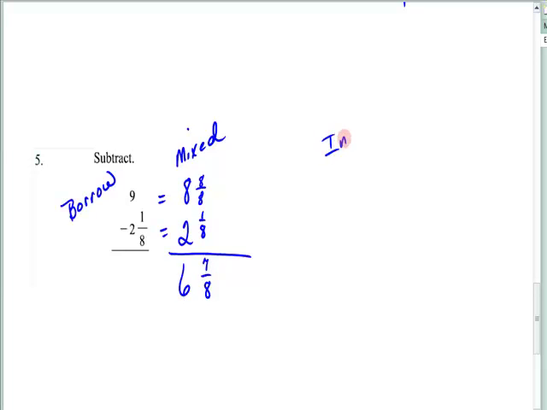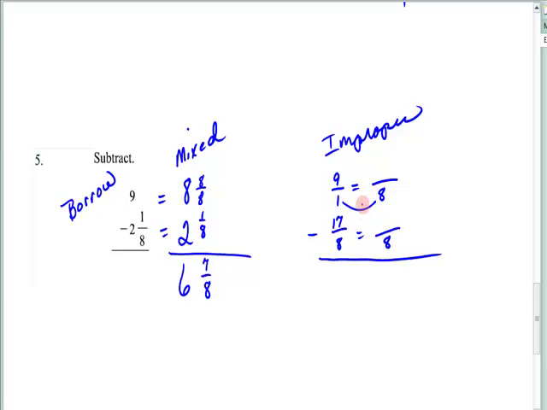Now if I go improper, I don't borrow. I call that 9/1, and 8 times 2 is 16, plus 1 is 17/8. Common denominator is 8. 1 goes into 8 8 times. 8 times 9 is 72. No change here. Take 72 and subtract 17, and you get 55/8. Divide.